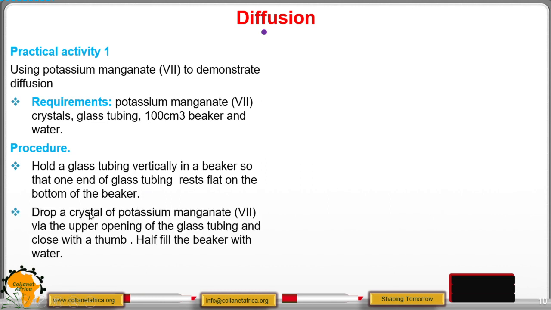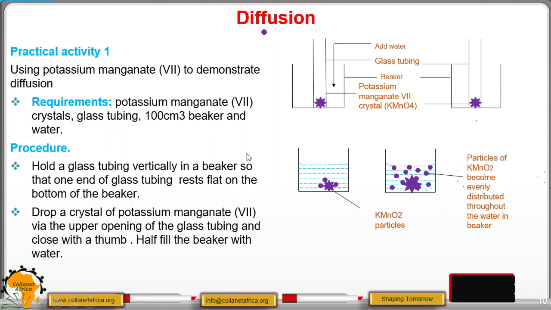And then you drop a tiny crystal of potassium permanganate 7 through the upper opening of the tubing and close with a thumb. What follows is filling the beaker with some water. So look at this. This is the glass tubing. You are holding it vertically to rest flat on the surface of the beaker. Then you drop the crystal and then you add the water.